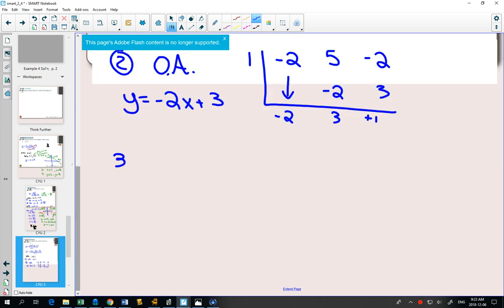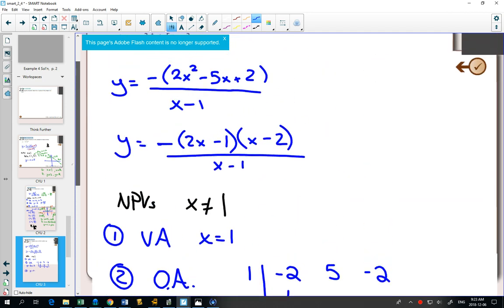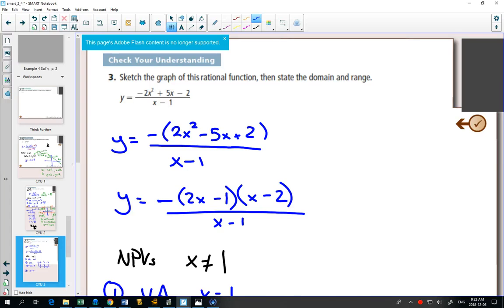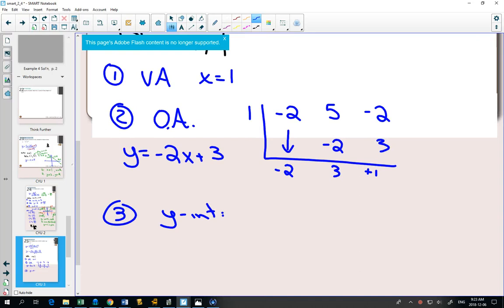So step 3, let's find our y-intercepts and x-intercepts. We find our y-intercept by plugging in 0 for x. The nice thing about using your original equation is a lot of things go away. Your numerator just becomes -2. Your denominator, -1, -2 over -1, means your y-intercept is at 2.